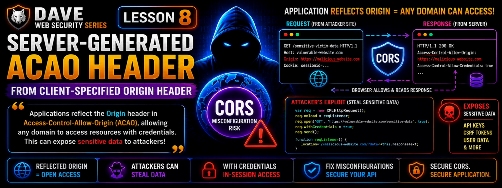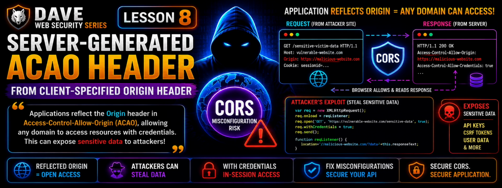Server-generated ACAO header from client-specified origin header. Some applications need to provide access to a number of other domains. Maintaining a list of allowed domains requires ongoing effort, and any mistakes risk breaking functionality. So some applications take the easy route of effectively allowing access from any other domain. One way to do this is by reading the origin header from requests and including a response header stating that the requesting origin is allowed.